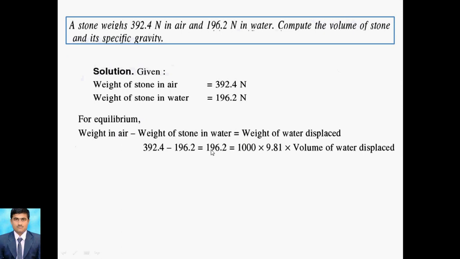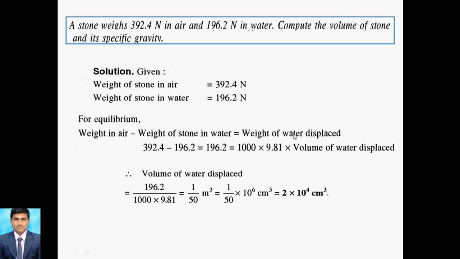So weight of water displaced. Calculate this. Weight of stone is already known to you, that is 196.02, which is equal to weight of water. So weight of water means rho into g: rho is 1000, g is 9.81, into volume, because specific weight is weight upon volume, so weight is nothing but specific weight into volume. That's why 1000 into 9.81 into volume.